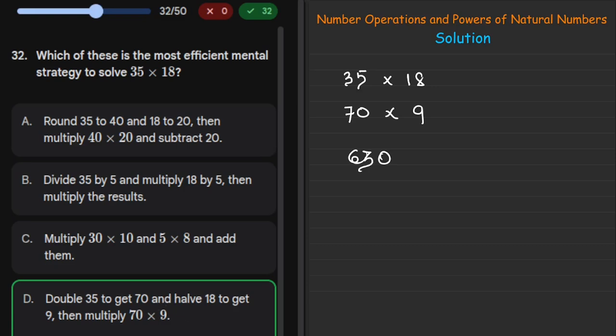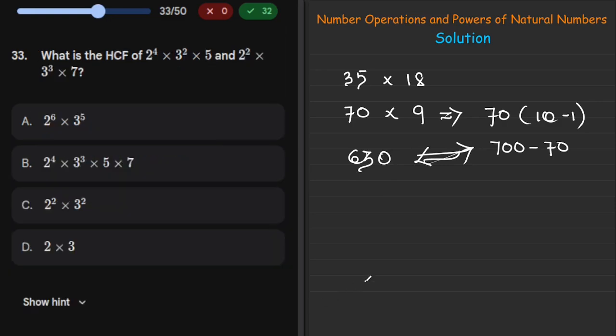So the doubling and halving strategy converts the problem into basic multiplication facts involving multiples of what? 10. In this case, it is saying multiples of 10 because our 70 can actually be multiplied by 10 minus 1. 70 times 10 gives us what? A 700. Then 7 times 1 gives us a 70. And then we just subtract, which also gives us the same answer as what we have over here. Question number 33.